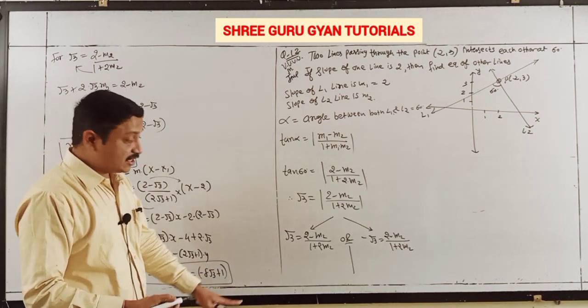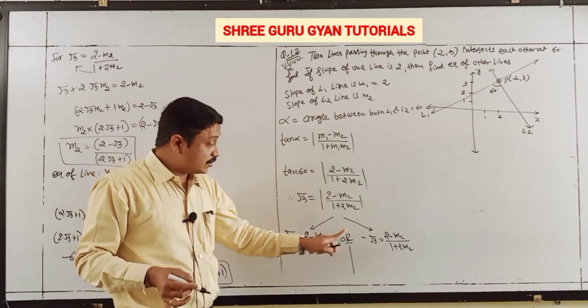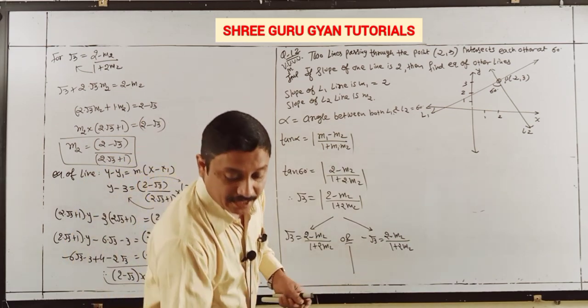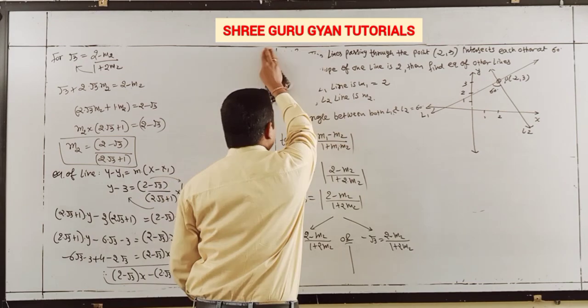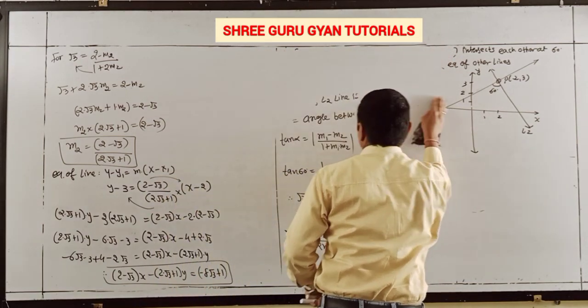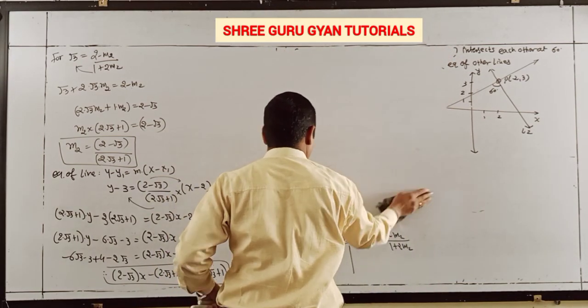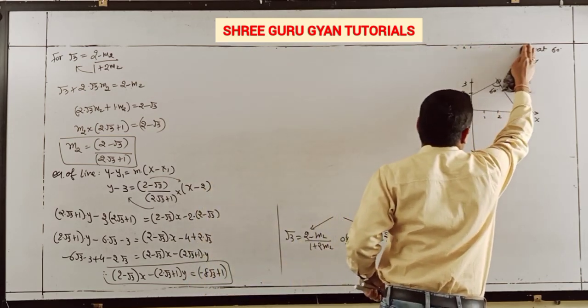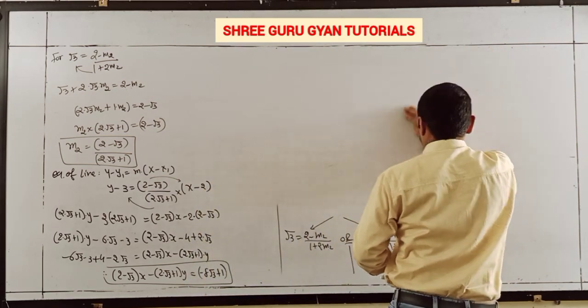I utilized only this case. Now I utilize the second case and derive the other part of this answer, passing through (2, 3) same. So now I will take case number 2.